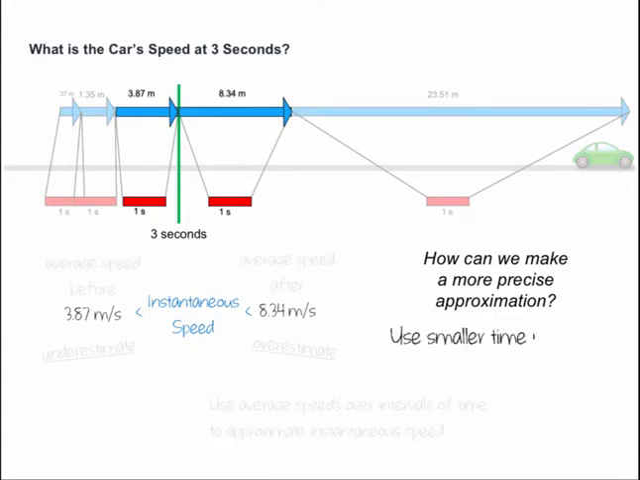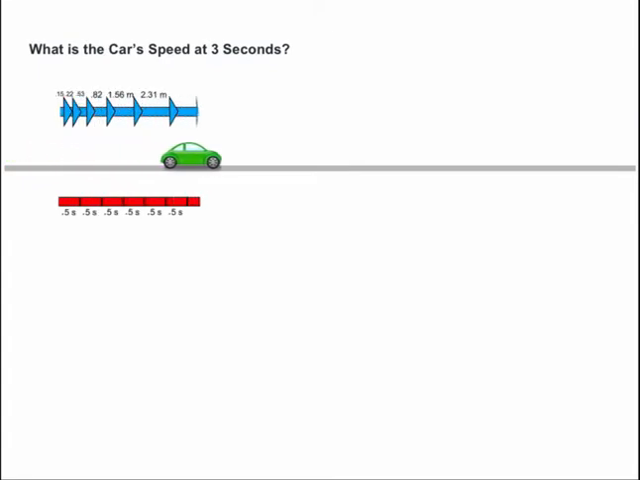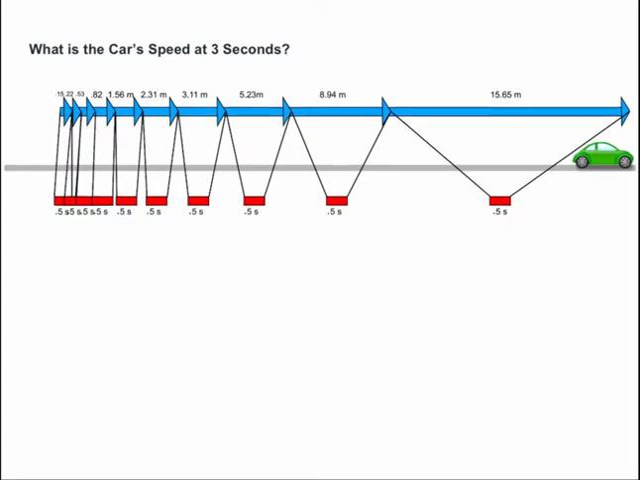One way to do this is to use smaller intervals of time. Let's look at the car's trip again, but this time break it down into half-second time intervals. As before, let's see how each half-second time interval corresponds to a distance interval. Let's look at the 3-second mark.